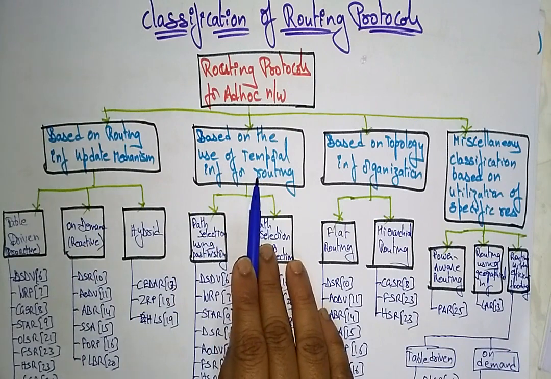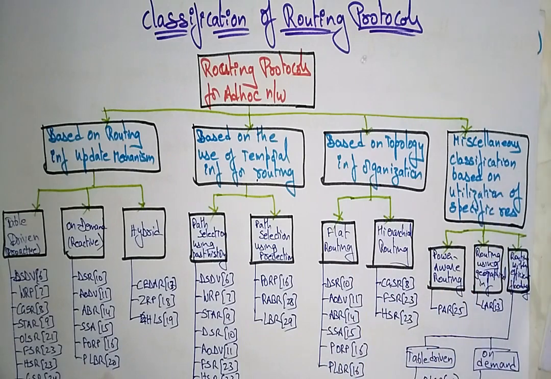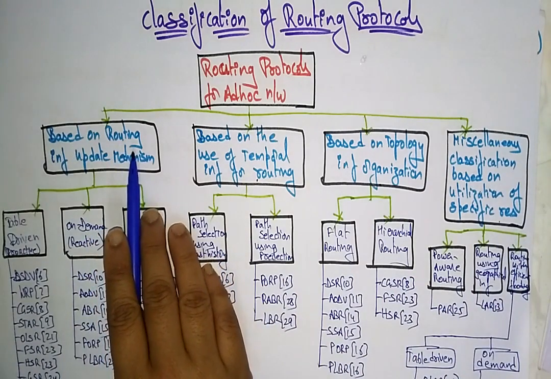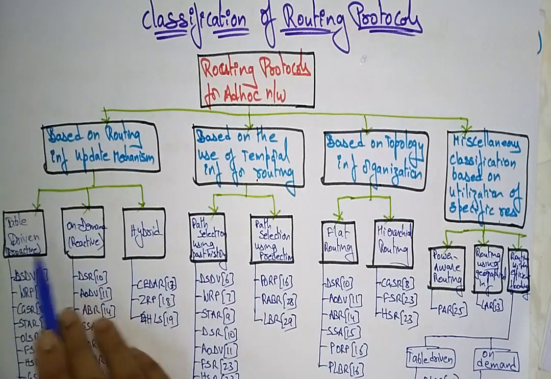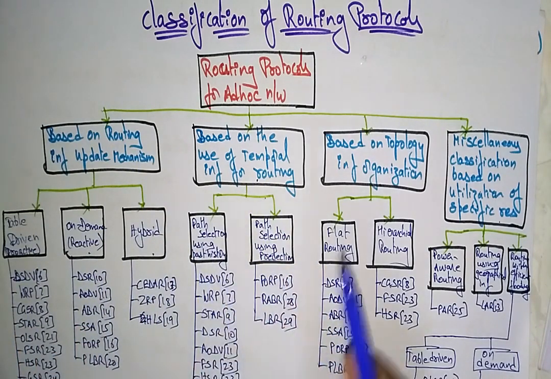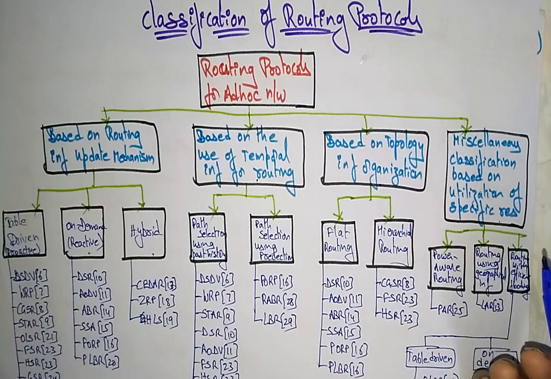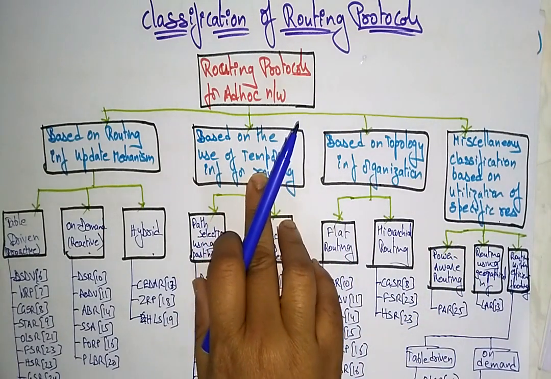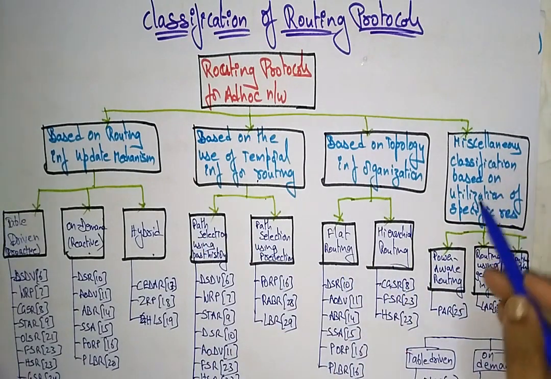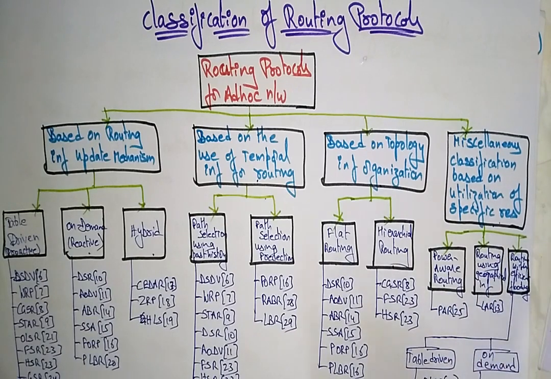based on the use of temporal information for routing, based on topology information of organization, and based on the utilization of specific resources. Based on the routing information, it's divided into table driven, which is proactive, reactive, on demand, and hybrid. Temporal information is the path selection, meaning the present and the future, and the prediction, such as the lifetime of the battery, will be based on temporal information. Based on topology, flat routing and hierarchical routing. And utilization of specific resources is power aware routing and routing using geographical information.